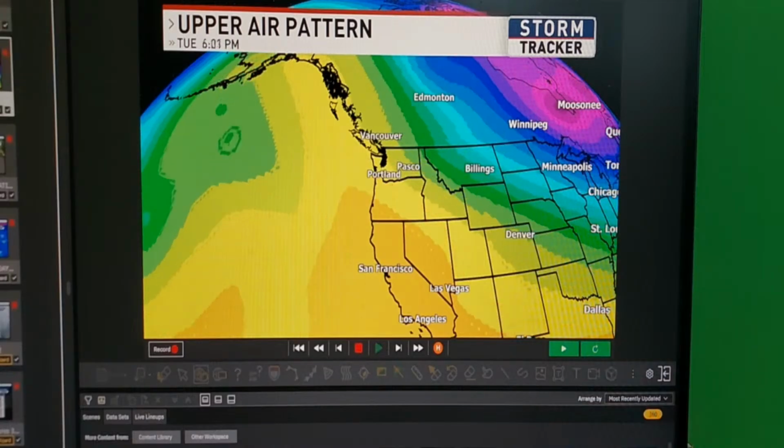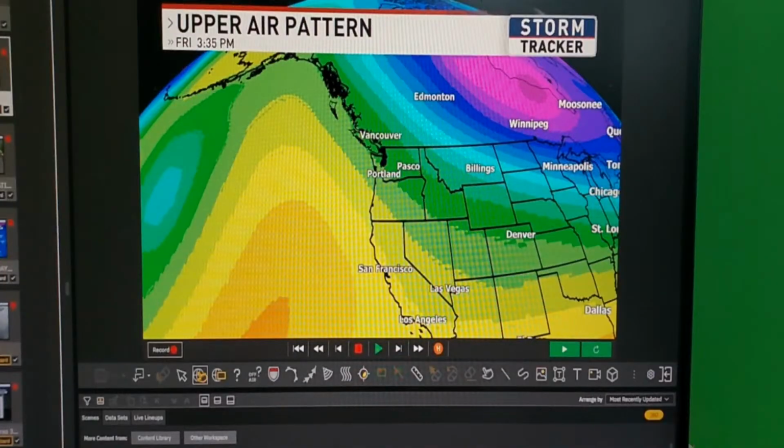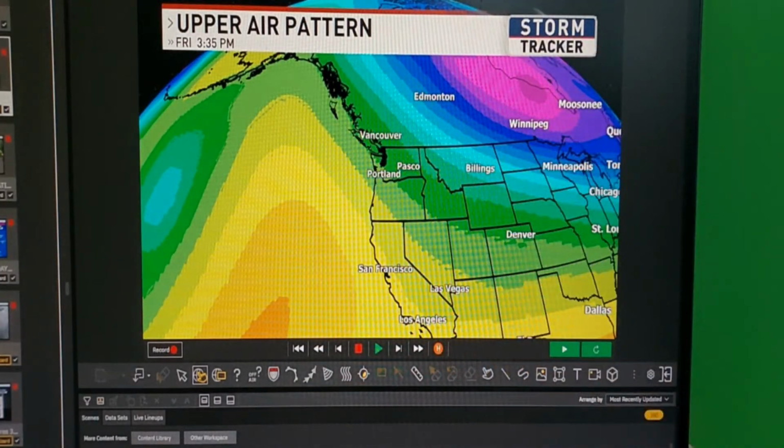Now, as we advance forward in time, it is possible that by the time we get towards the end of next week, we could maybe start getting some active weather back into our viewing area, but that is still a week away.